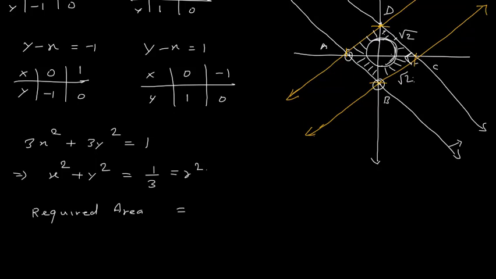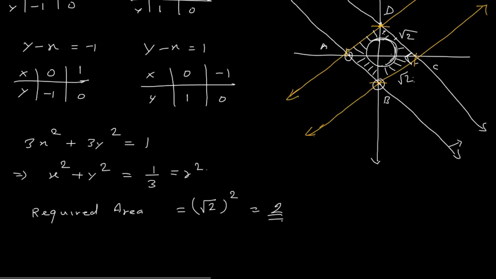So the required area of the square is what? Side square. So it is root 2 square. Or else we can say area is 1 by 2 into the product of diagonals. So that is 1 by 2 into 2 into 2. That will again give me the answer as 2 only. So the required area is 2. Now I got the area of the square.